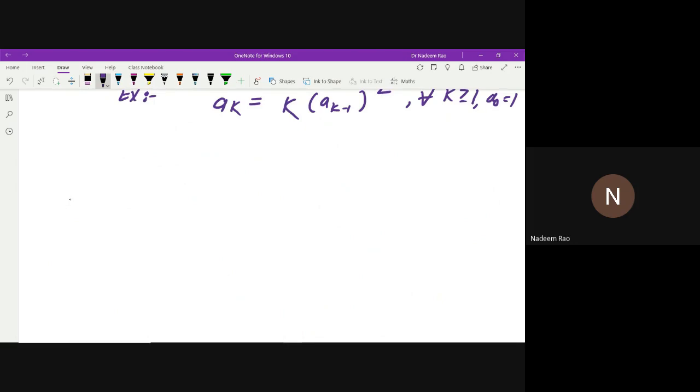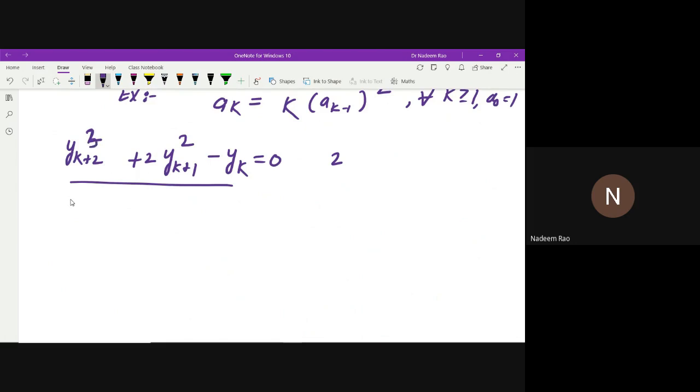Now we consider another example, like yk plus 2 square plus 2 times yk plus 1 square minus yk equals to 0. Then the degree of this recurrence relation is nothing but 2. If it is 3, then the degree of this recurrence relation will be 3.